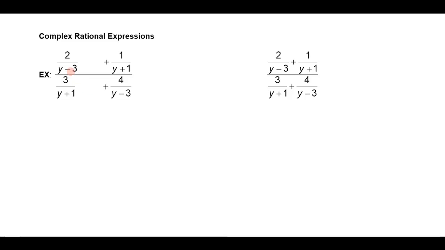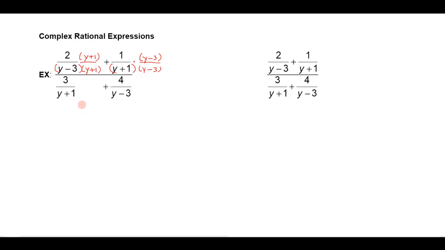All right, so you'll notice here that here's a fraction that has a denominator of y minus 3. I don't have a y minus 3 over here, so I'm going to have to multiply here by y minus 3 over y minus 3 so that I get the y minus 3 there. Now likewise, there's a y plus 1 in this fraction that I don't have over here, so I'll need to multiply here by y plus 1 over y plus 1.